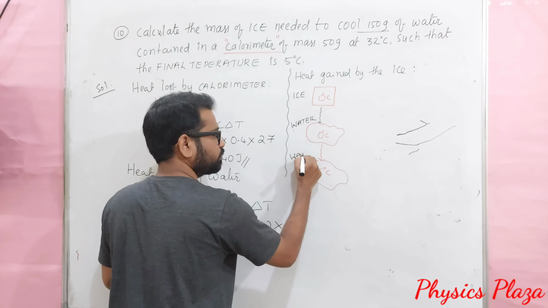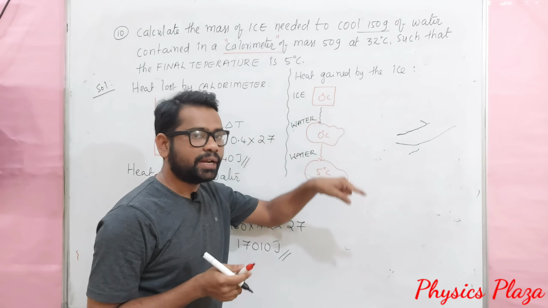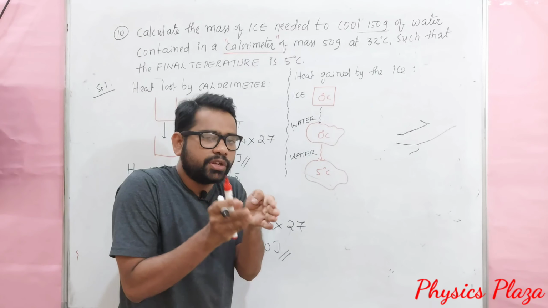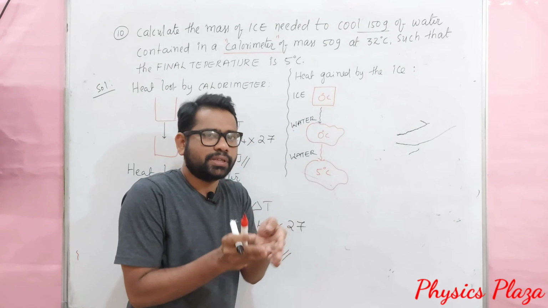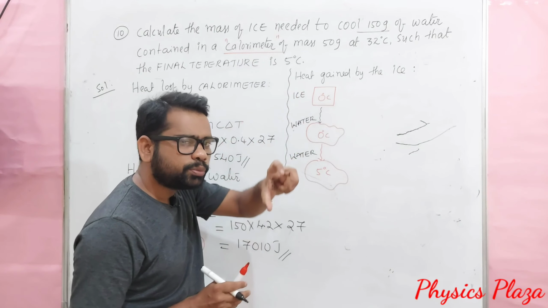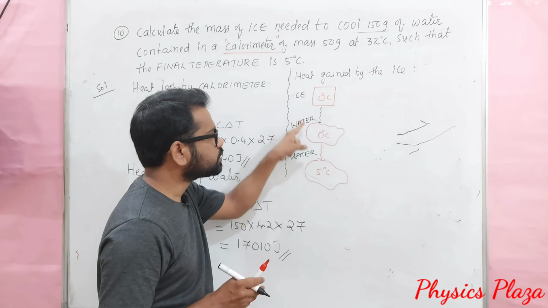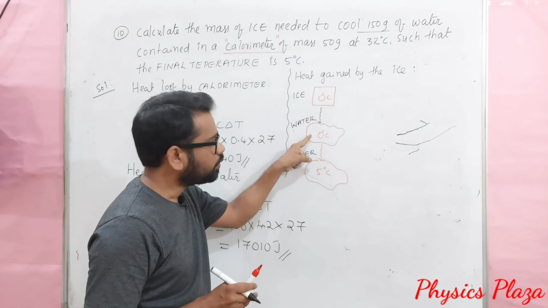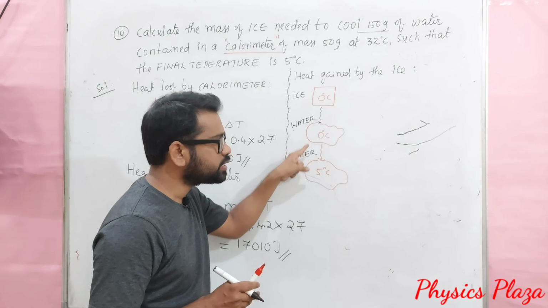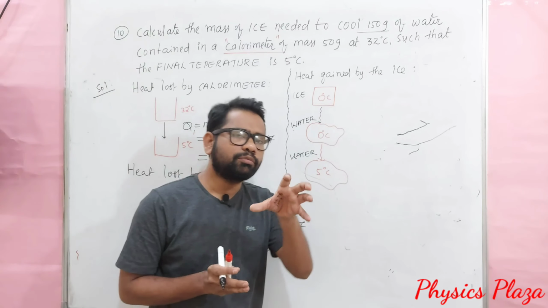Look at here. Children, let me tell you once again. The ice is added in that particular calorimeter in which water of mass 150 grams is there. What is happening initially? The ice absorbs the heat from the water, and the calorimeter also, and melts to water at 0 degrees Celsius. From here to here, its temperature is raised to 5 degrees Celsius. What are they actually asking? How much amount of mass is added?